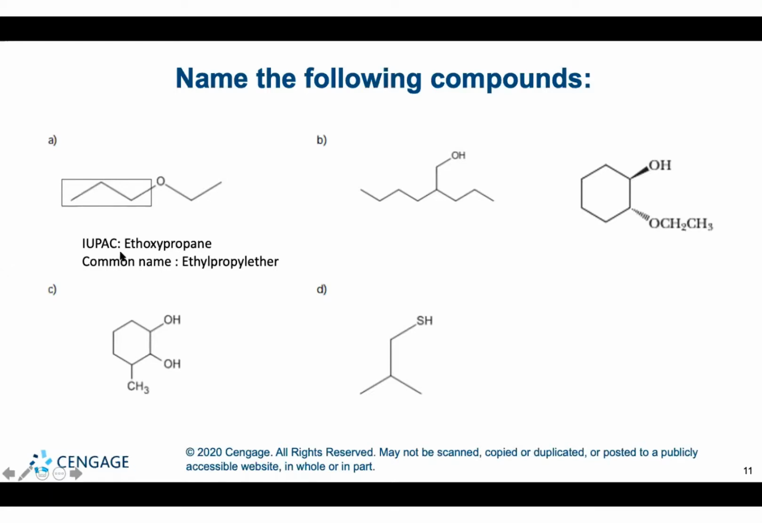That's the IUPAC name. What about the common name? As long as it is an easy ether, for example, with no branch on it, it is okay. You can also name it with a common name. It's going to be ethyl propyl ether.